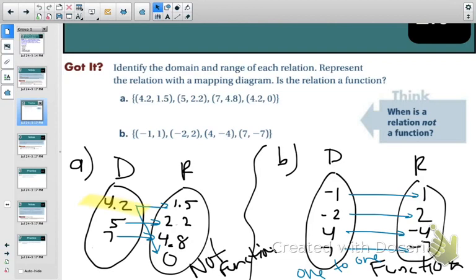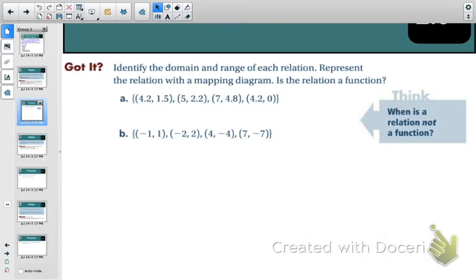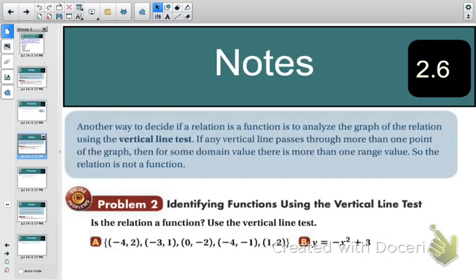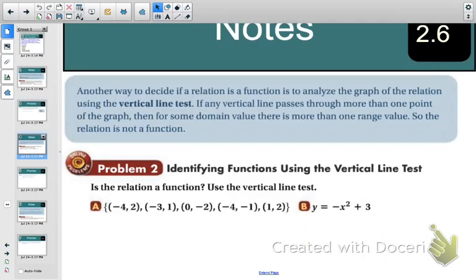Okay. All right. So this B is a function. A is not because of the 4.2 going to both y values. Okay, so we also have another way to determine if a relation is a function, and that's called the vertical line test. The vertical line test says if any vertical line passes through more than one point on the graph, then for some domain value there is more than one range value. So the relation is not a function.